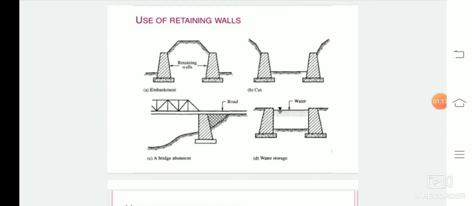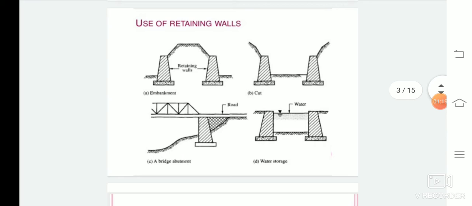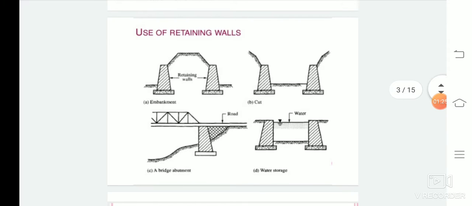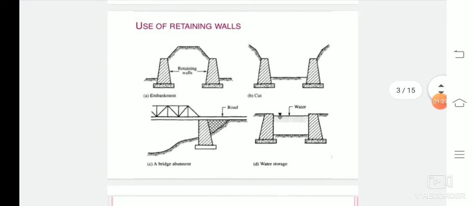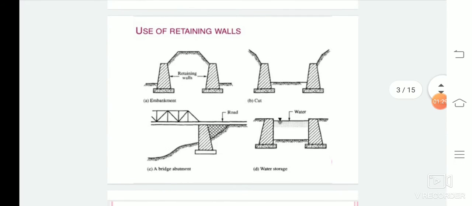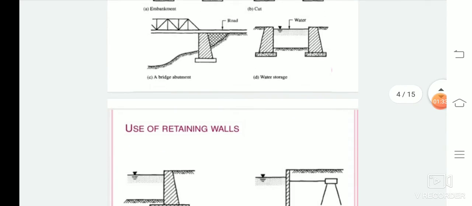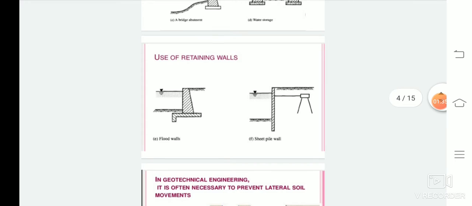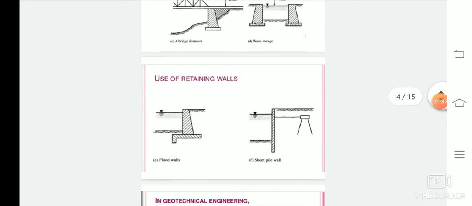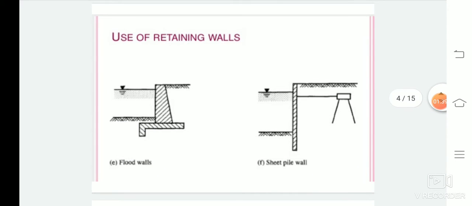side. So here in the diagram, you can see the various uses of retaining walls. That is, retaining walls used for embankments, in case of cutting, in case of bridge abutments, for water storage, and other uses also include flood walls for reducing floods as well as sheet pile walls. So these are the applications of retaining walls.